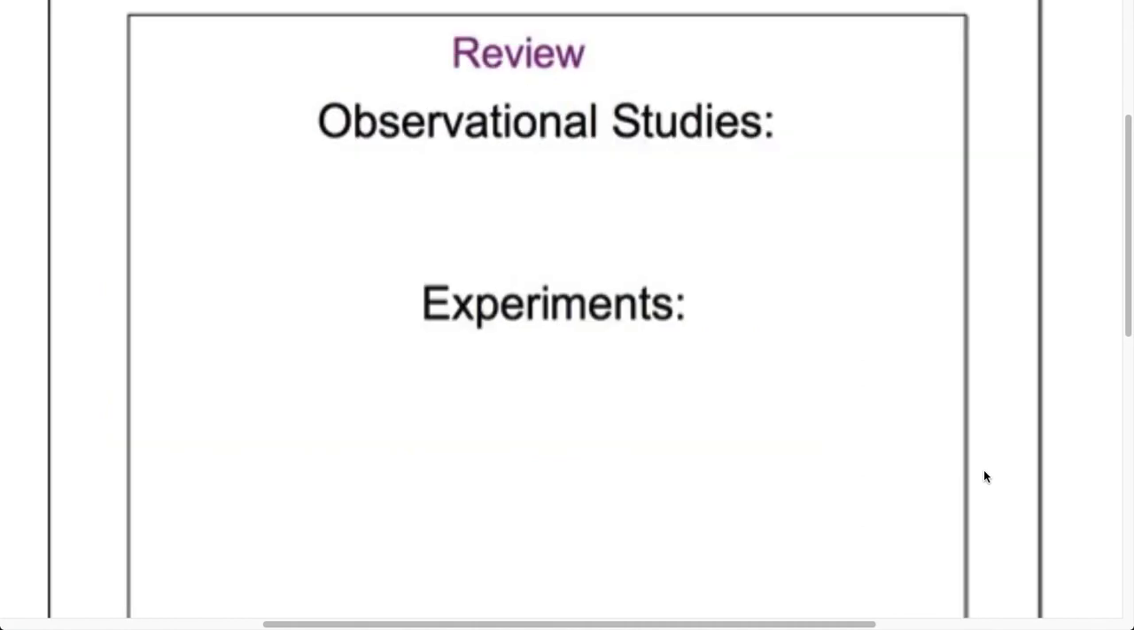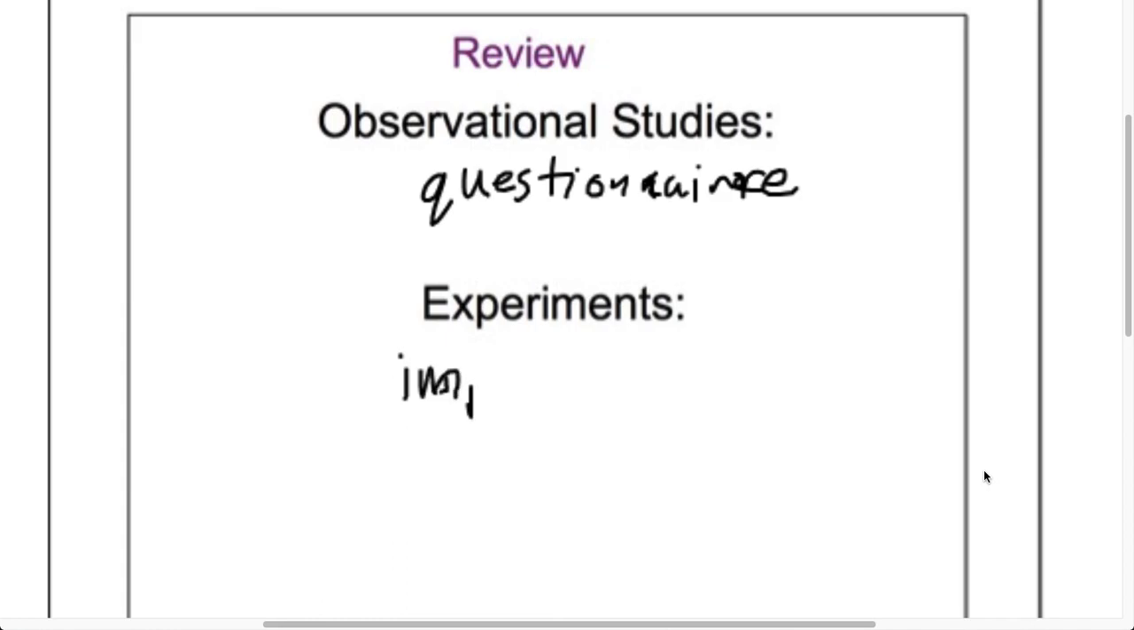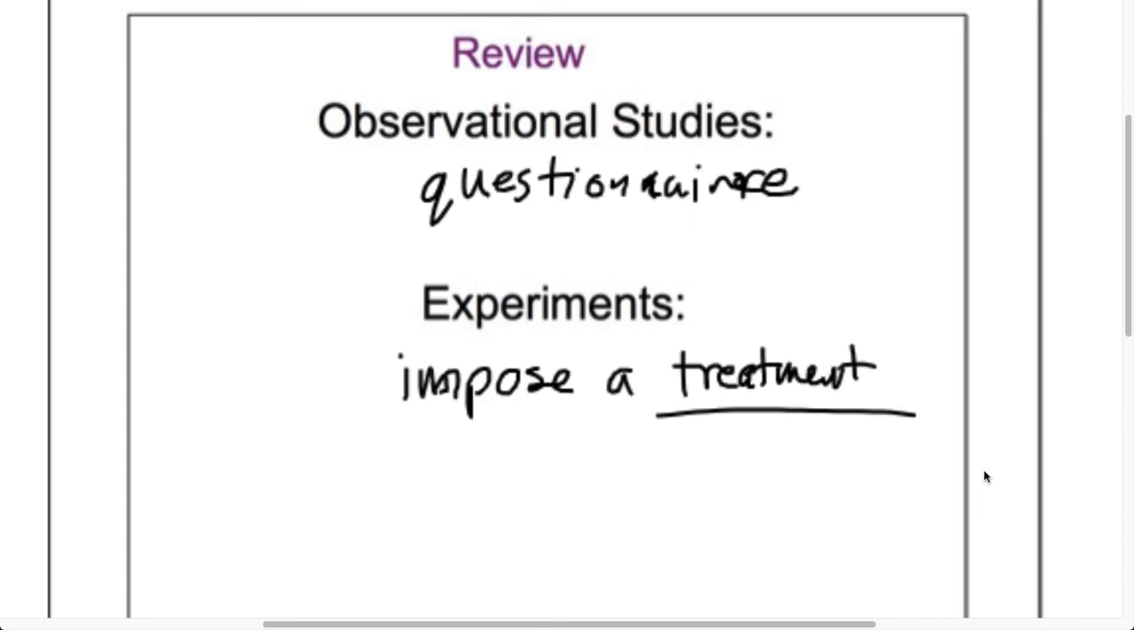Right? So again, in general, if I were to summarize this as easy as possible, an observational study is some sort of questionnaire. I think I spelled that wrong. I think it's 1 N and 2 R's, isn't it? There we go. Some sort of questionnaire. An experiment is when we impose a treatment. Okay? Kind of focusing on the word treatment there. Anytime we are actually taking something, that is an experiment.